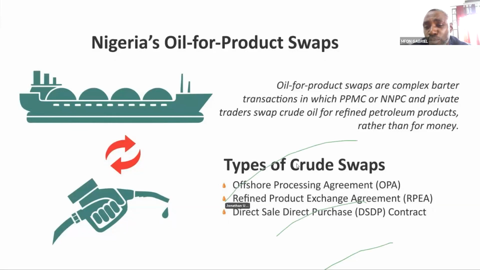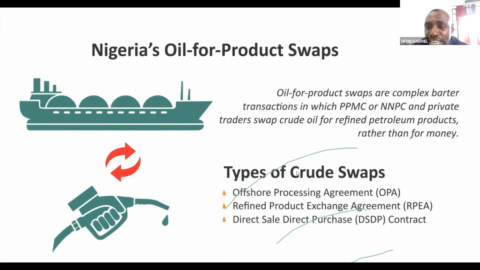So the National Oil Company had to think of a creative way to see that fuel supply, refined products, meets national demand. They had to come up with different ways to see that the market is saturated. So we have 3 types of swaps here. The first is what we call the offshore processing agreements. This agreement speaks to the fact that the national oil company, that is the NNPC, gives crude oil to refineries outside Nigeria to refine and then imports and brings back the refined fuel.